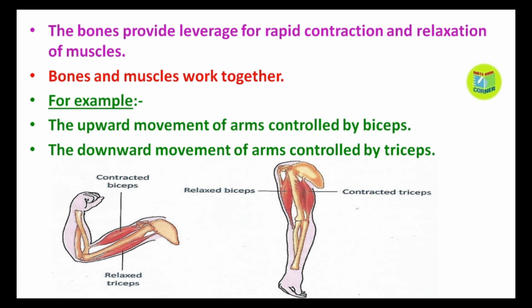When we raise our arm, the biceps contract. They become shorter and fatter and pull the arm up. When we lower our arm, the triceps contract and the biceps relax. It means triceps become shorter and broader and pull the arm down.